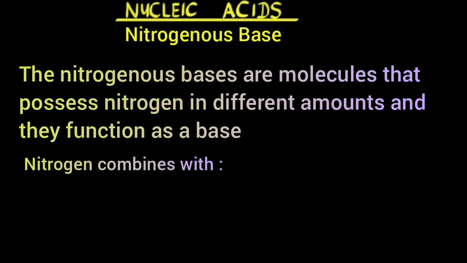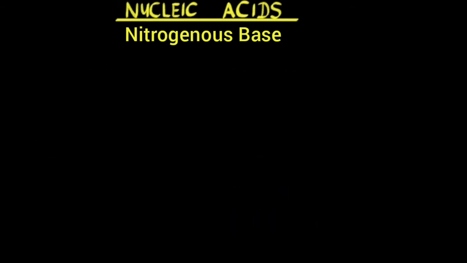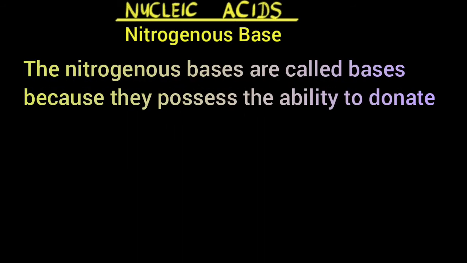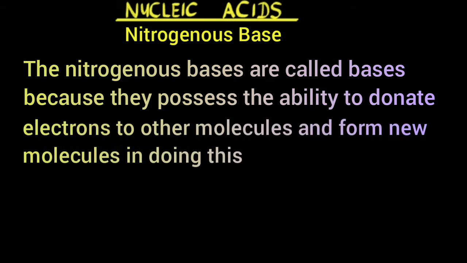In the nitrogenous bases, nitrogen combines with carbon, oxygen, and hydrogen in varying proportions to form ring-like structures. The nitrogenous bases are called bases because they possess the ability to donate electrons to other molecules and also form new molecules in doing this.